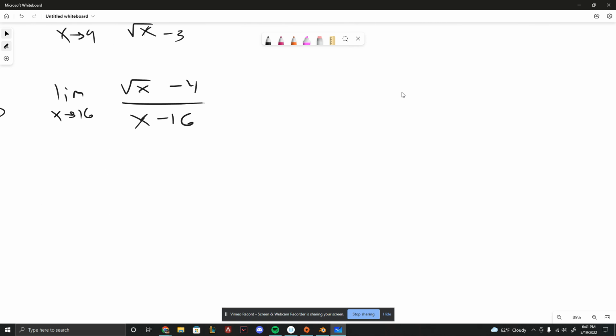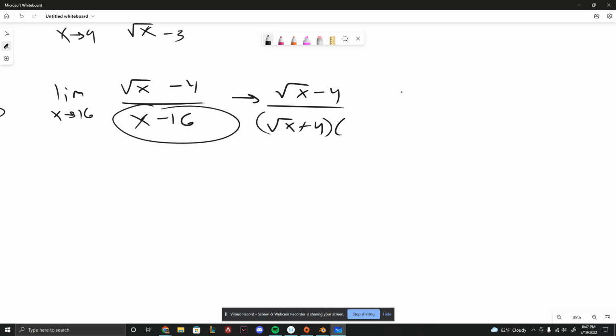This one can also be factored. You can rationalize this. I wouldn't recommend it. I think factoring is easier. Factoring is always easier. This bottom is a perfect square again. So we can do root x minus 4 over root x plus 4 and root x minus 4. And I am so sorry.